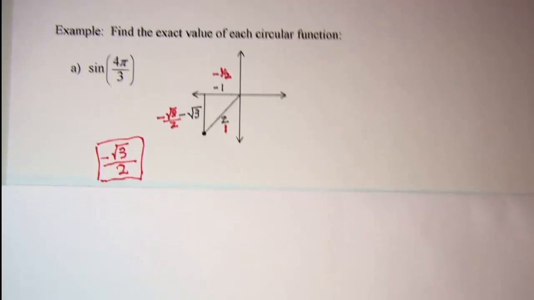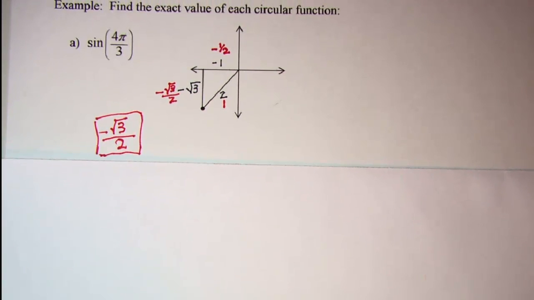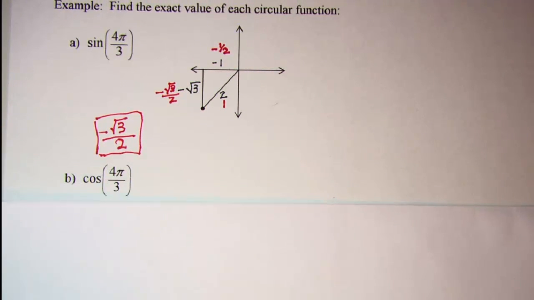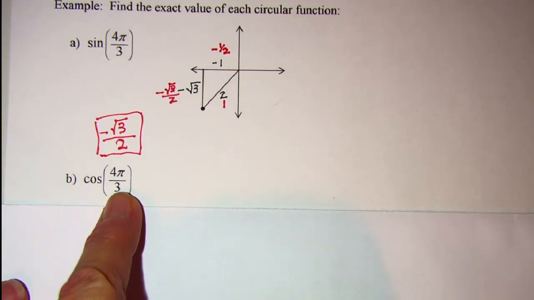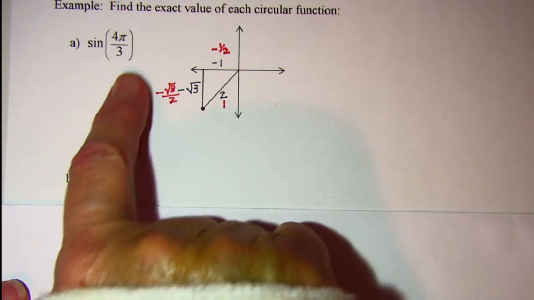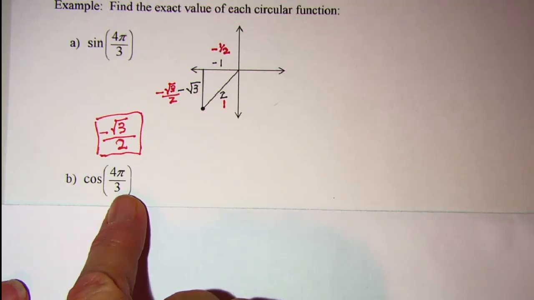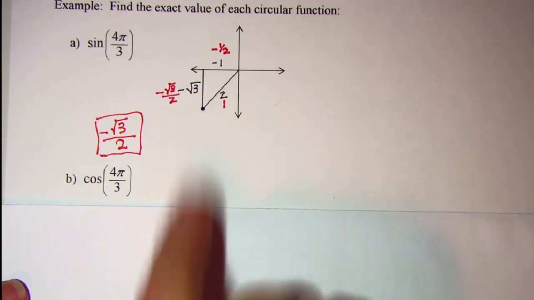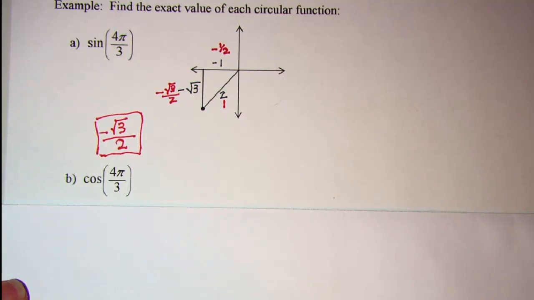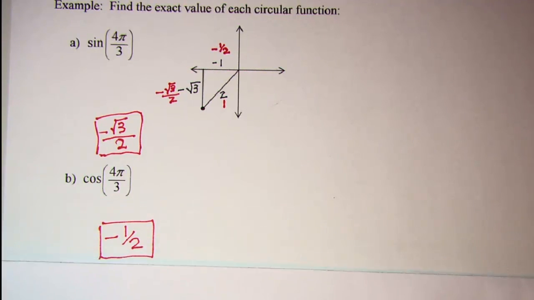Now my next problem uses the same sketch. We're asked to find the cosine of 4 pi over 3. Notice again the argument of my trig function is still 4 pi over 3. So my side ratios are written this way, and cosine is just defined to be the x value for a unit circle, and so negative 1/2.